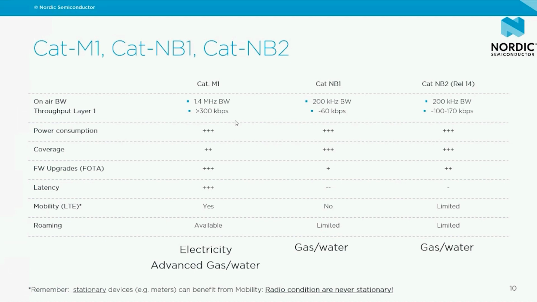Typically what we see today is that electricity meters and more advanced gas and water meters tend to rely on Cat-M1, while simpler gas and water meters tend to rely on narrowband. But there's no real answer here. It's up to you what you think is best for your application and what the utility company thinks is best for their application.